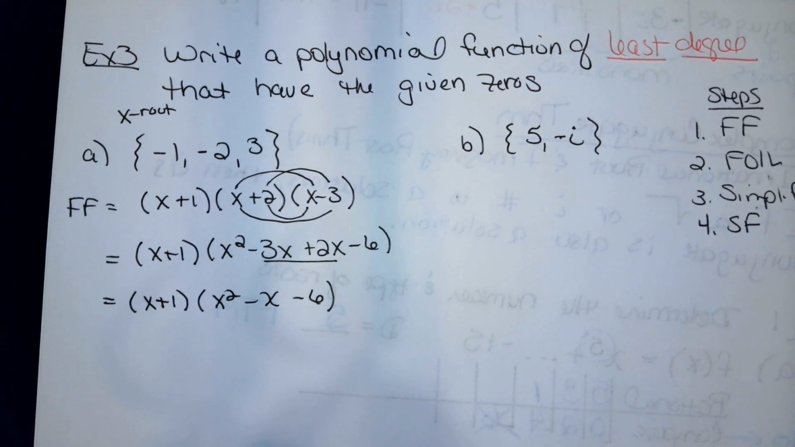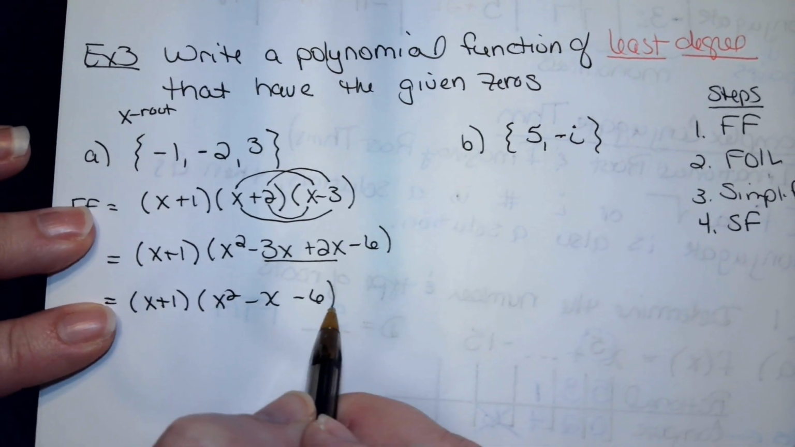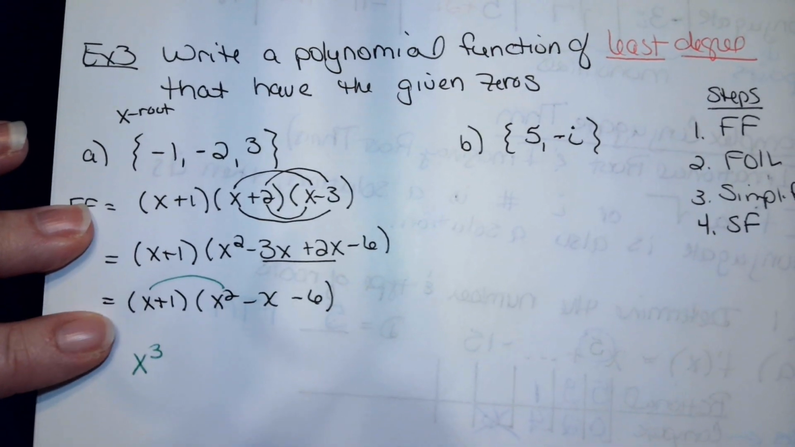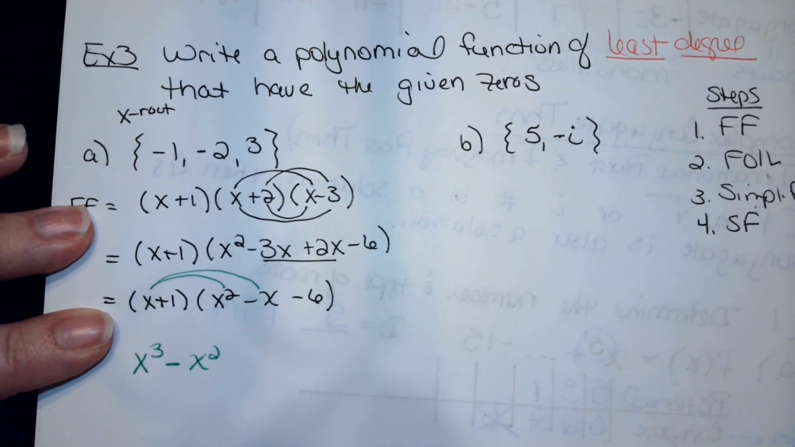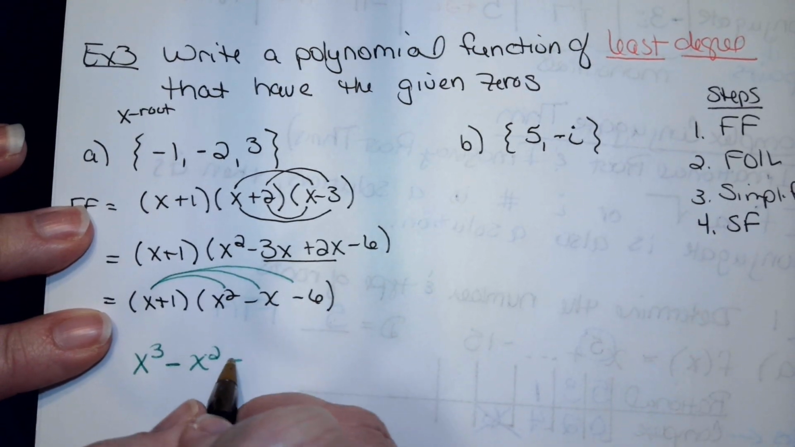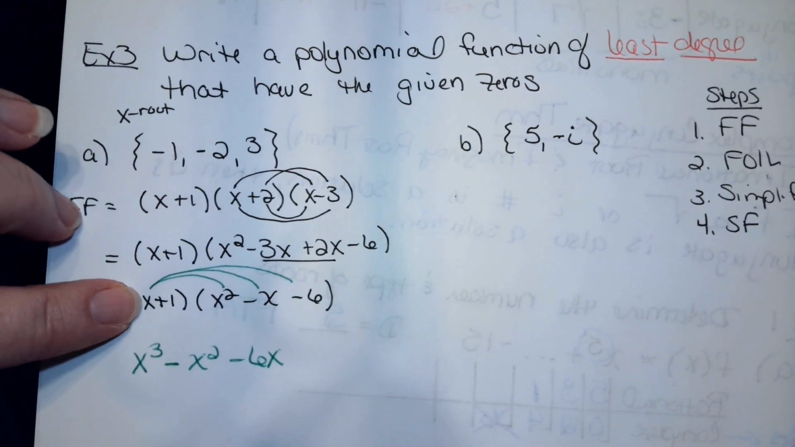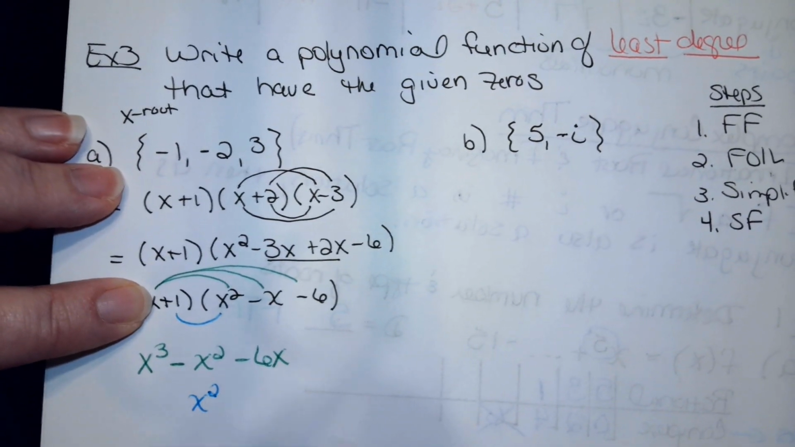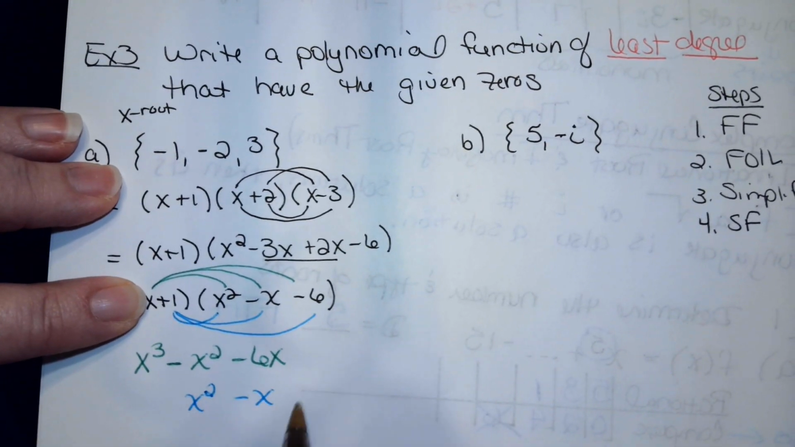I've got step 2. Now step 3 is to simplify, so that involves using the distributive property. So we'll come right here. I'm going to take this x and multiply it times everything right here. x times x squared gives me x cubed. x times negative x gives me negative x squared. x times negative 6 gives me negative 6x. All right, so I'm done with the x. Now I've got to multiply everything by 1. So 1 times x squared is 1x squared. 1 times negative x is negative x. And 1 times negative 6 is negative 6.